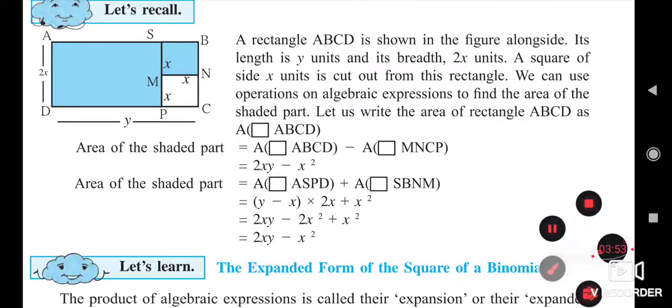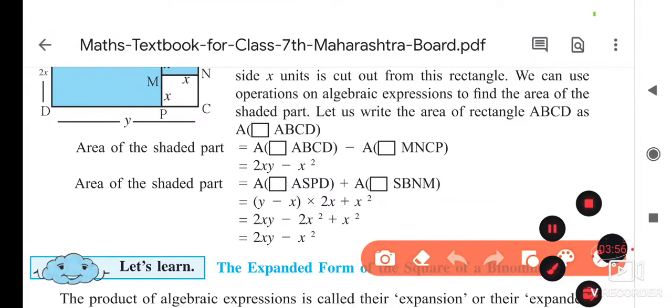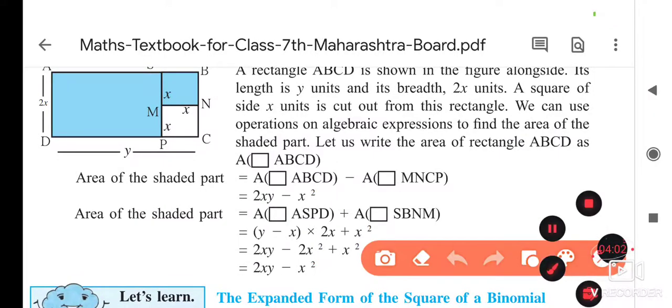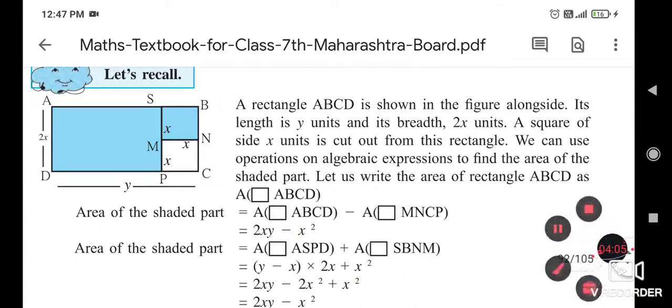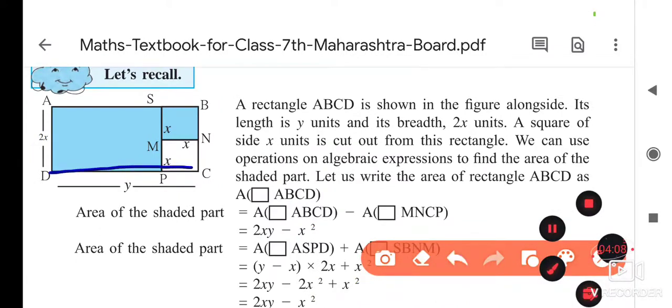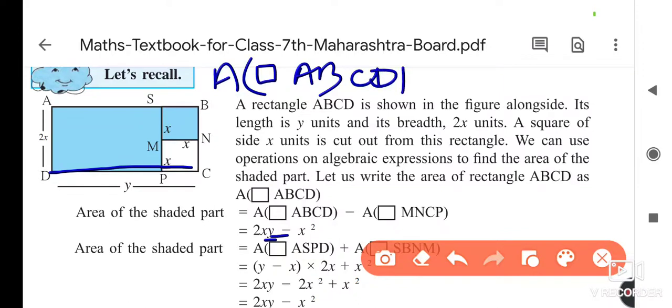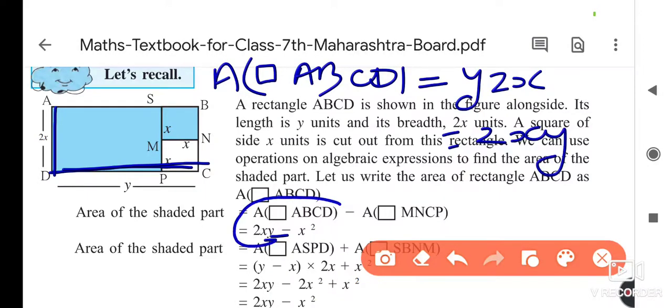So what is the formula for the area of rectangle ABCD? Length into breadth. Length is given as y, so y is written here. Area of quadrilateral ABCD is equal to length, which is y, into breadth, which is 2x. You can write it in this way also, 2xy. So the area of quadrilateral ABCD is equal to 2xy.